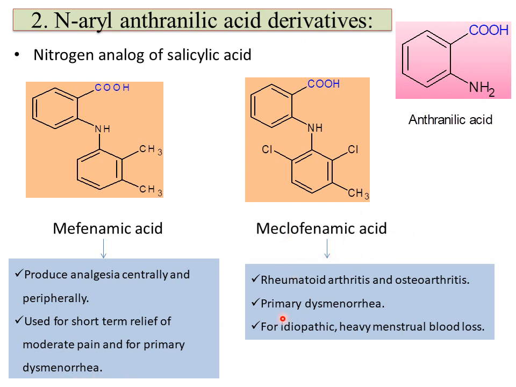And coming to meclofenamic acid, the uses are: it is used to reduce the pain in rheumatoid arthritis as well as in osteoarthritis, and also to reduce the pain in primary dysmenorrhea, and it is used for idiopathic and heavy menstrual blood loss. These are some of the uses of meclofenamic acid.